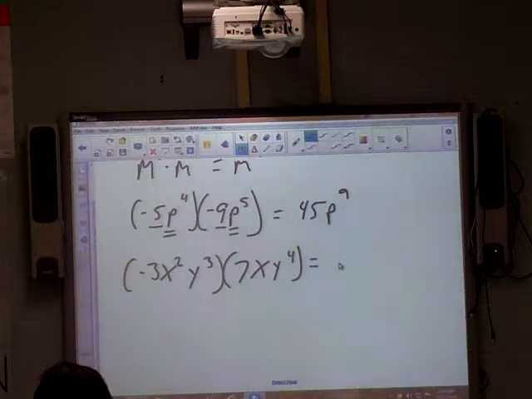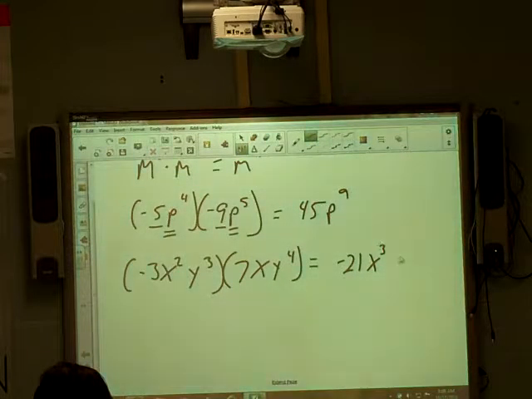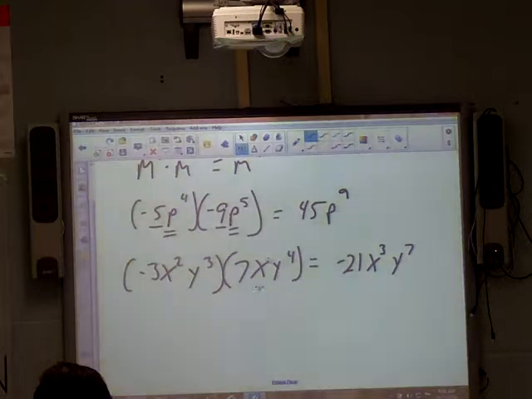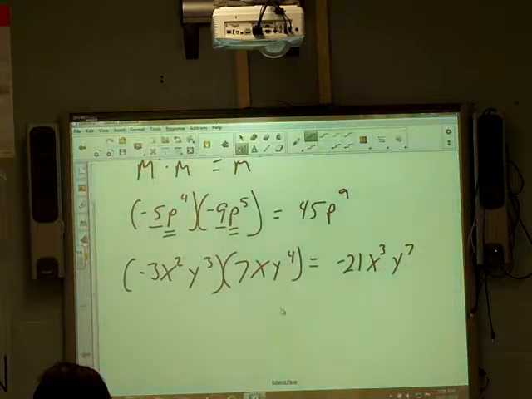What'd you get? Very good. Just multiply your coefficients. Negative 3 times 7 got you negative 21. X to the second. Remember, this X, it doesn't have an exponent, so it's understood 1. So 2 plus 1 is where they got cubed, and then 3 and 4 is where our 7 came from. All right? Very good on that. Those were all the product rule. All that had to do with the adding of the exponents.